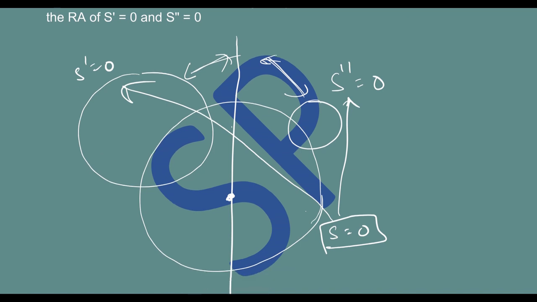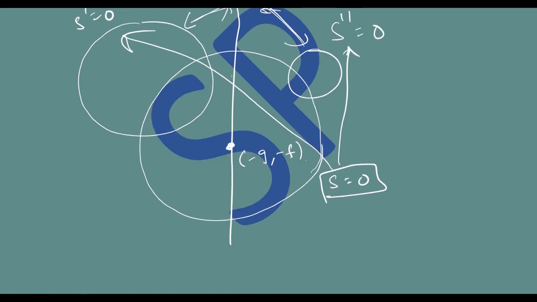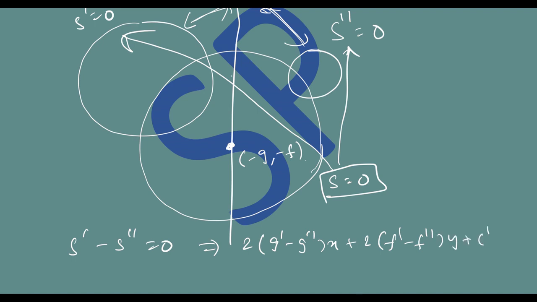You see, we know that this center is nothing but (-g, -f). Okay, now the radical axis of S' = 0 and S'' = 0 is nothing but S' - S'' = 0. What is this? 2(g' - g'')x + 2(f' - f'')y + c' - c'' = 0.